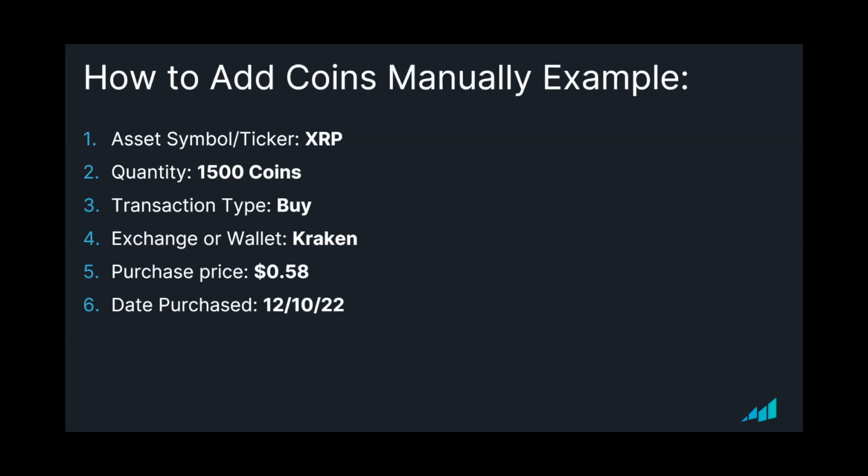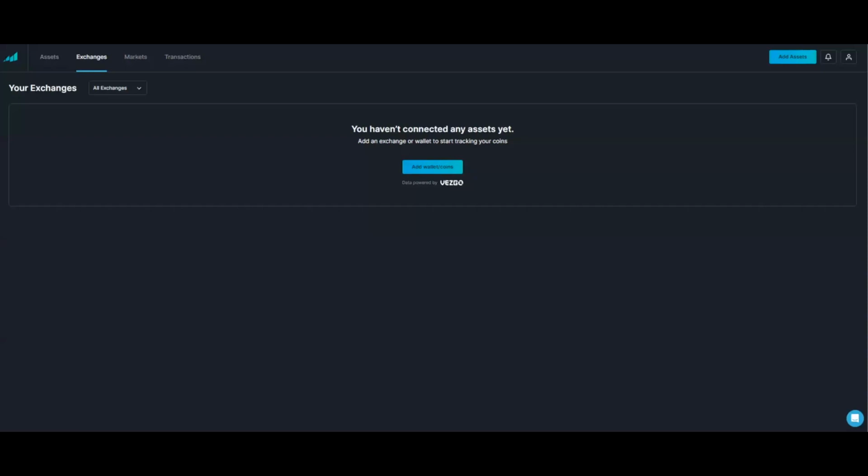Now let's launch the Merlin app and see how to enter this information manually into the app. When you first launch Merlin, if you have not added any assets, you will see a message that says, "You have not connected any assets yet." You can add assets in 2 ways. You can click the Add Wallet or Coins button in the center, or you can click the Add Assets button in the upper right. Let's click the upper right.